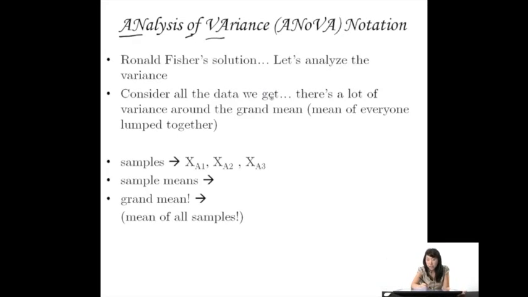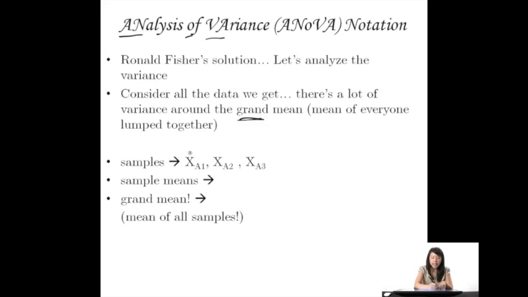Okay, so first things first, consider all the data that we get from all the different groups. Let's say we have 3 groups, all the data from all the different groups. There's a lot of variance around the grand mean, and the grand mean is a new idea. The grand mean is not just the mean of your sample, but the grand mean is the mean of everybody lumped together. Pretend there aren't 3 groups. Pretend there's just one giant group that all 3 data sets have been sort of poured into. What is the mean of that giant group? That's called the grand mean, right?